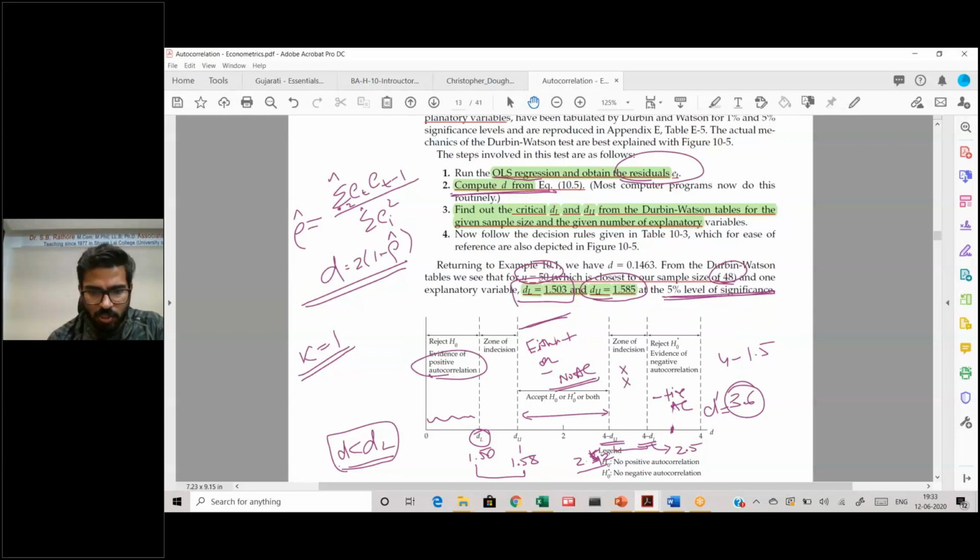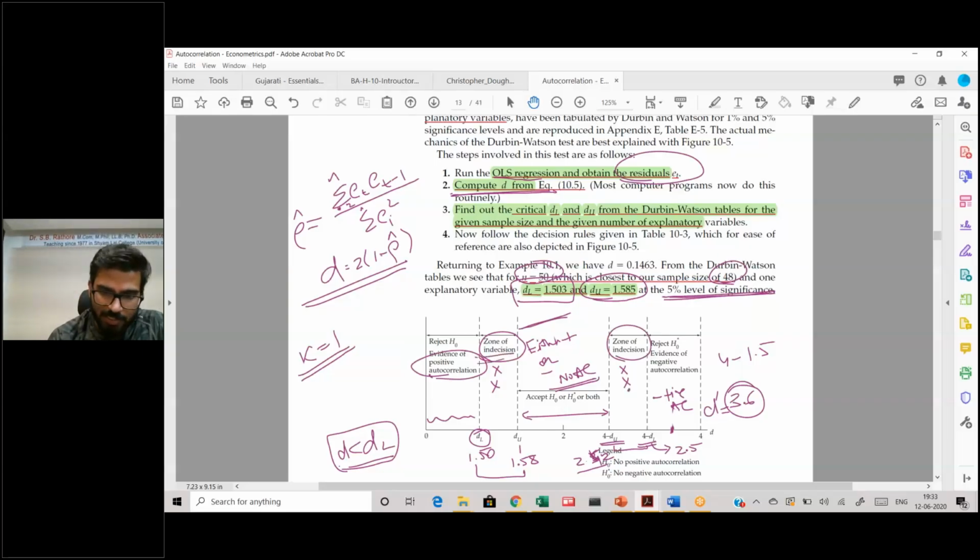You cannot make a decision here. This is the zone of indecision. You cannot say whether you have a positive autocorrelation in this zone, and you cannot say you have a negative autocorrelation. You can definitely say you do not have a positive autocorrelation here.